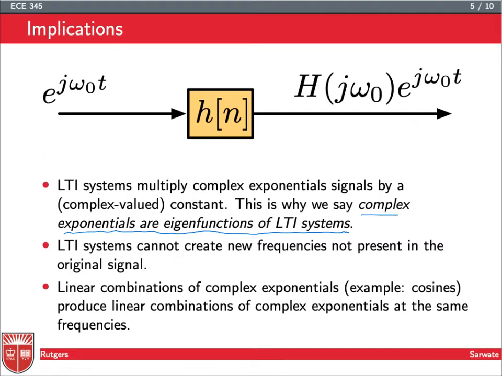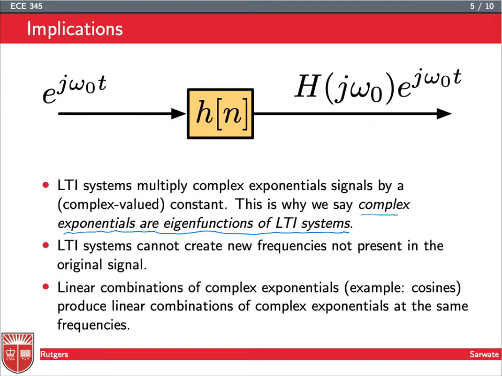In particular, it means that the LTI system can't somehow output e to the j2 omega naught t or e to the j some other omega t, because it can't create any frequencies that were not present in the original signal. Right? This is the same that we saw for discrete time.